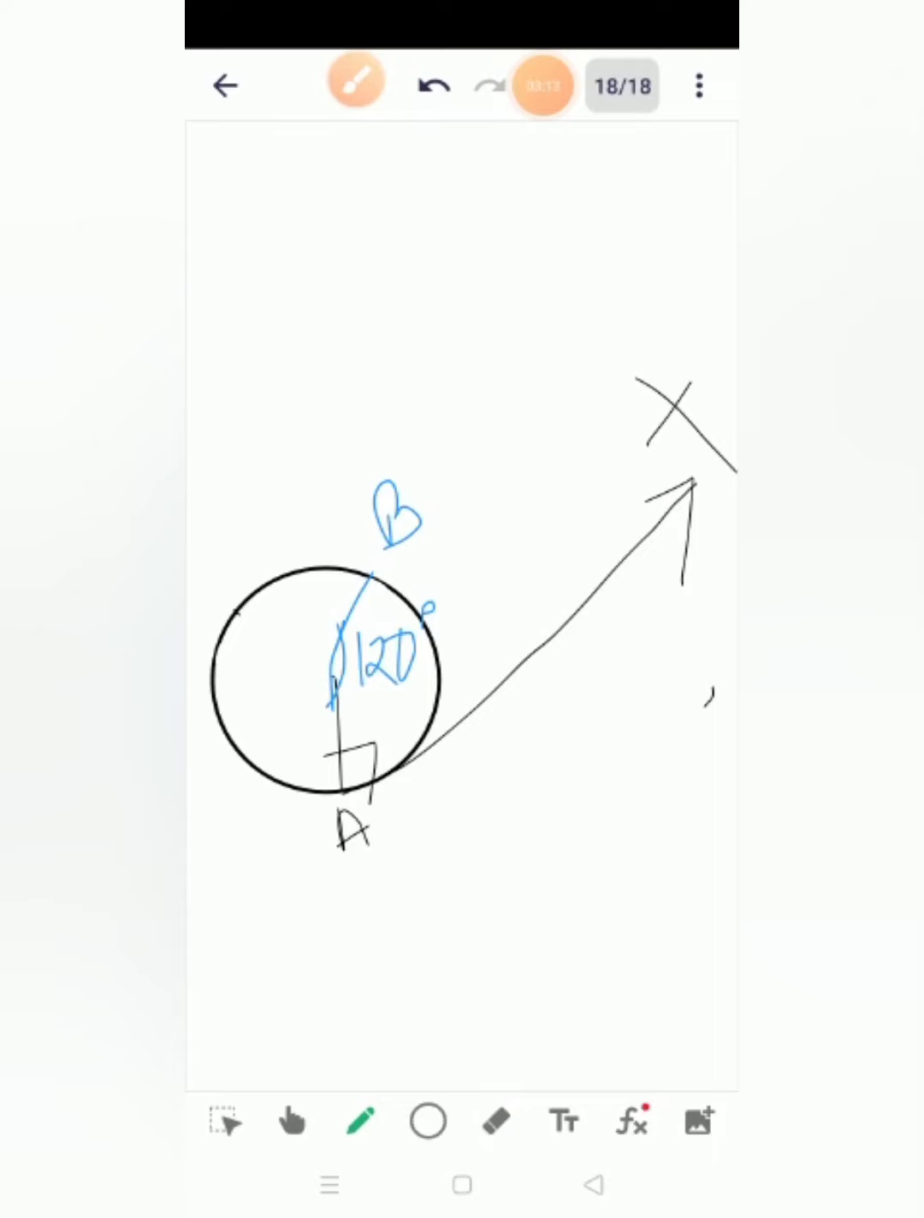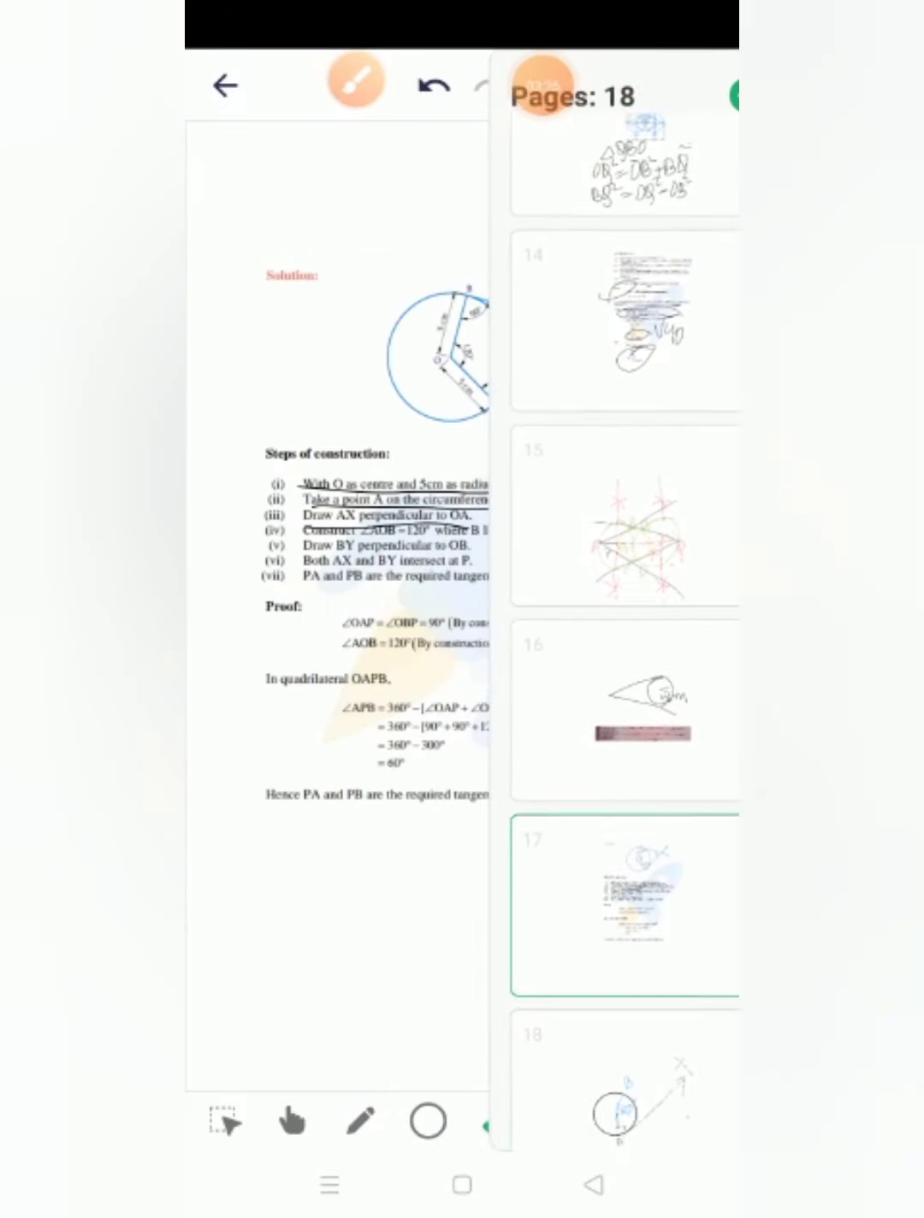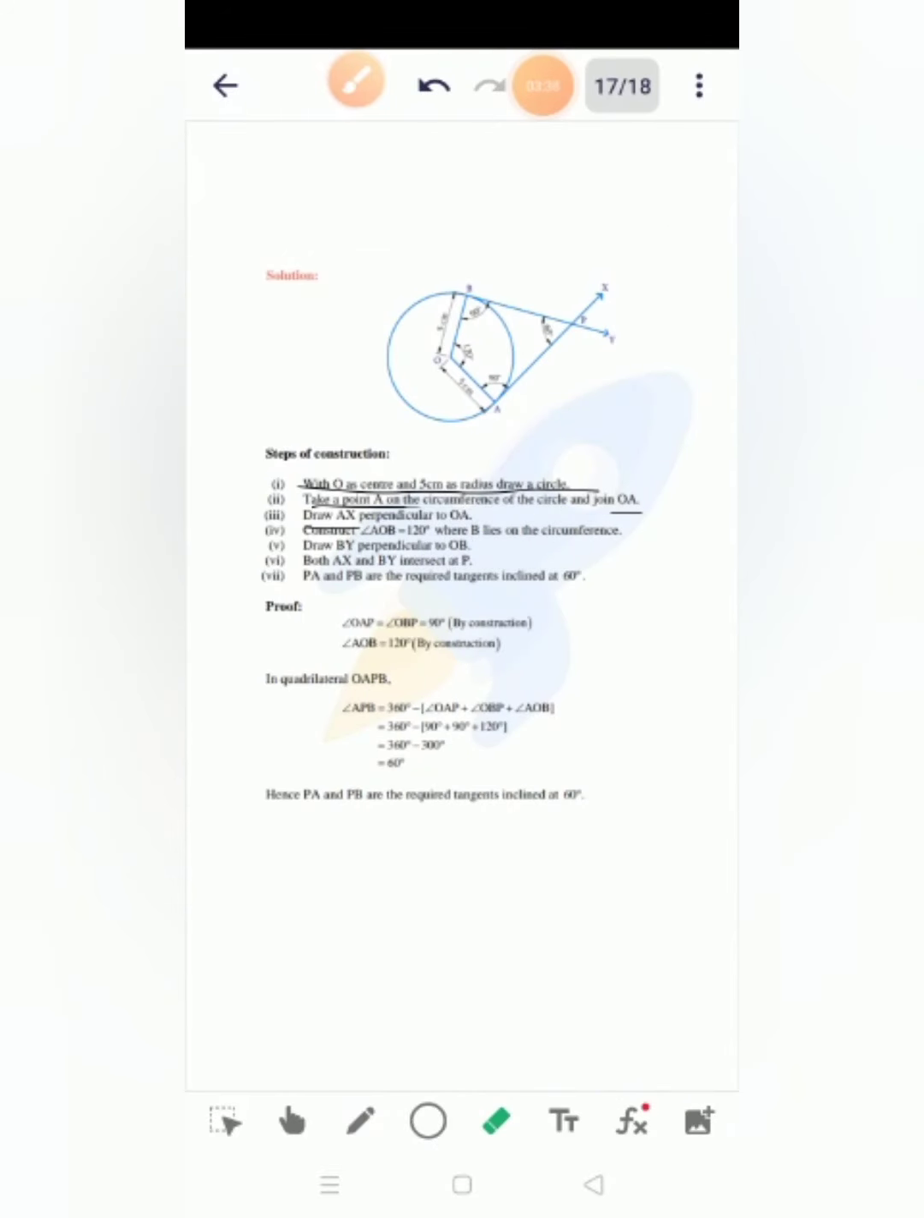After this, you know how to draw 120 degree by your compass, right? This is your scale. You keep a point here and you draw an arc this side like this. From here you take an arc here, and you join this one. It would be 120 degree. Fine. It's very simple. Now after this, what's next? B also lies on the circumference.